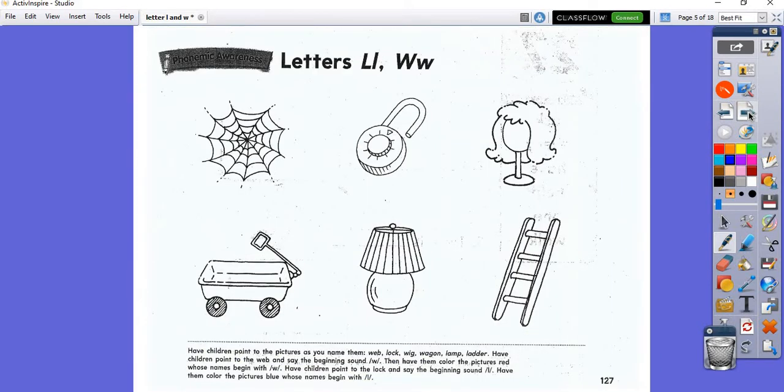We have next here again the pictures. We are going to write the picture's name. Okay, we have letter L and letter W pictures. What picture is this? Who will tell me? Yes, this is web. Now I will write here, okay? Web. Write web with me. This is web. Wah.